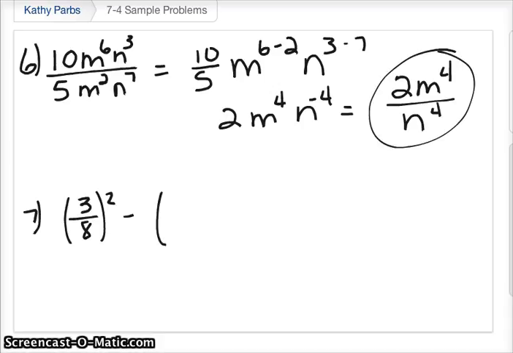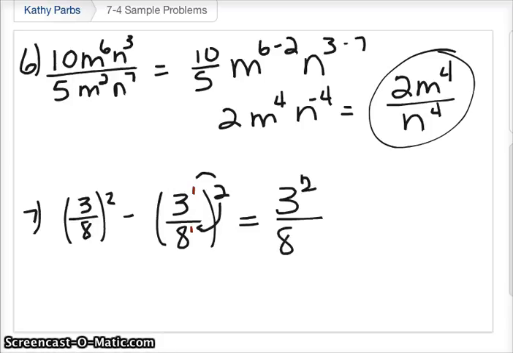Remember, I suggested that you put exponents on what you have inside the parentheses. So this 2 on the outside has to be distributed not only to the 3, giving us 3 squared, but also to this 8. So we have 3 squared divided by 8 squared, which would be 9 divided by 64.